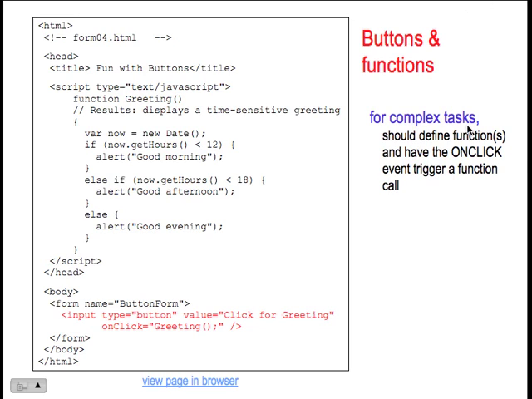So buttons and functions for complex tasks. You should define the functions and have the OnClick button trigger the function. So here we have form number 4, same as before.